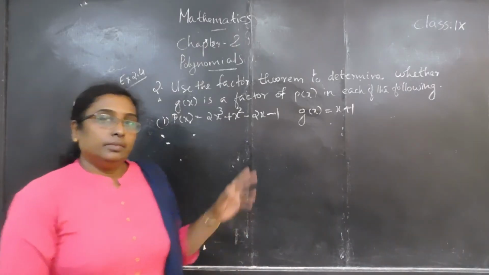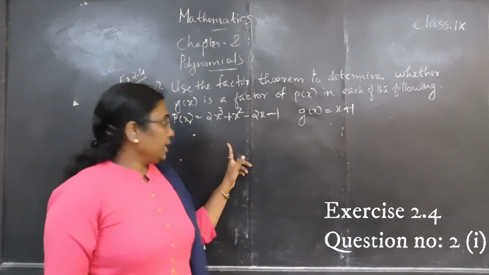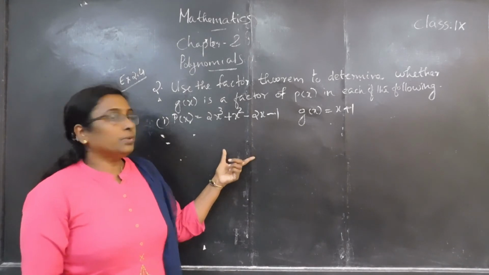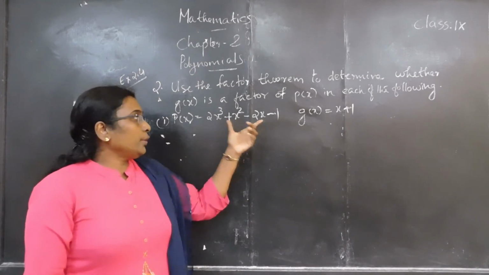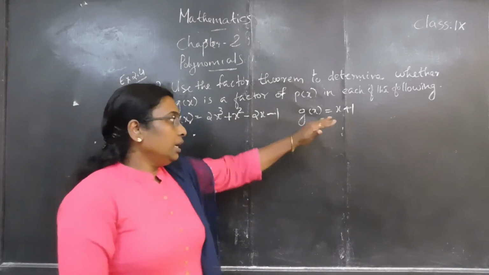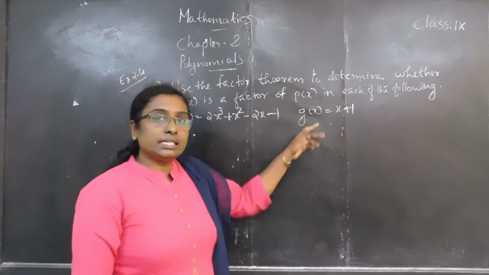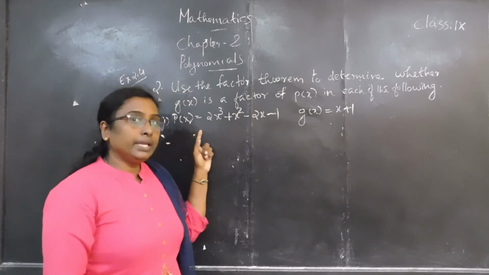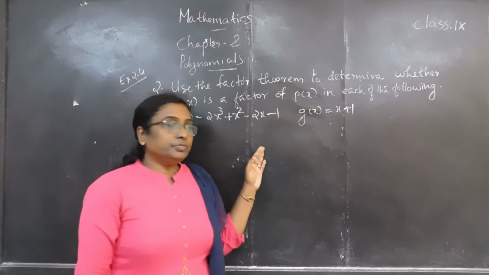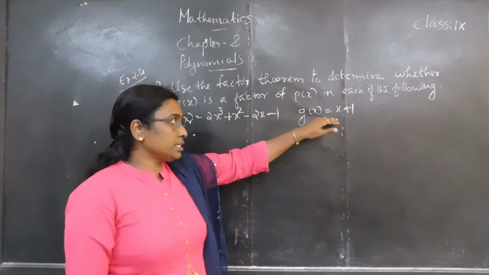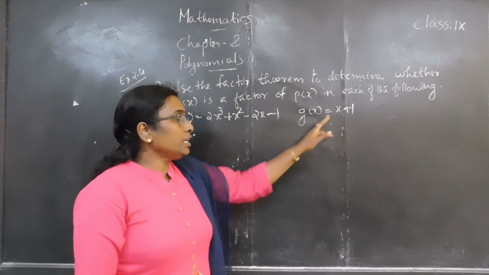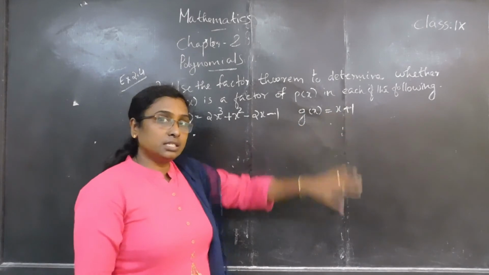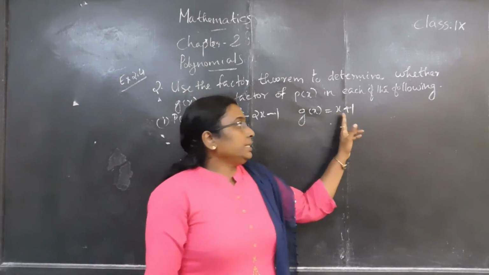Okay. The second question of exercise 2.4 is: use the factor theorem to determine whether g(x) is a factor of p(x) in each of the following. We are given two polynomials p(x) and g(x). We have to check whether g(x) is a factor of p(x). g(x) is a linear polynomial. We have to check whether x plus 1 is a factor of this polynomial p(x). Using the factor theorem, we know that if x plus 1 is a factor of p(x), the remainder obtained by dividing this polynomial by it is 0. So g(x) is x plus 1.